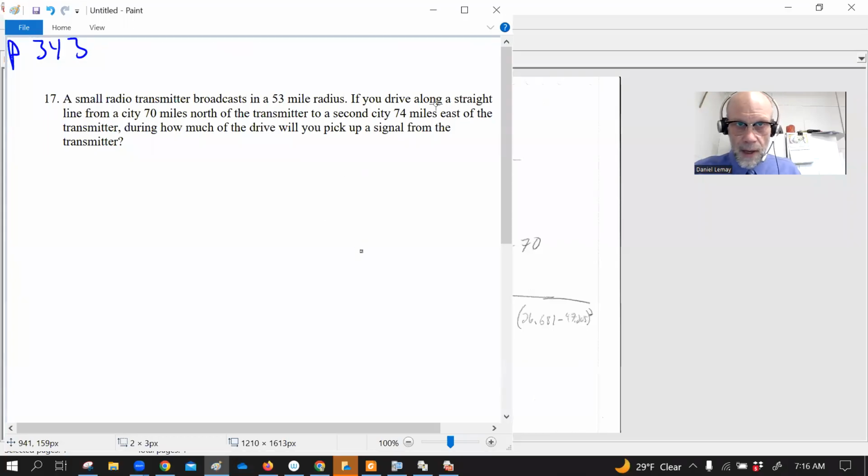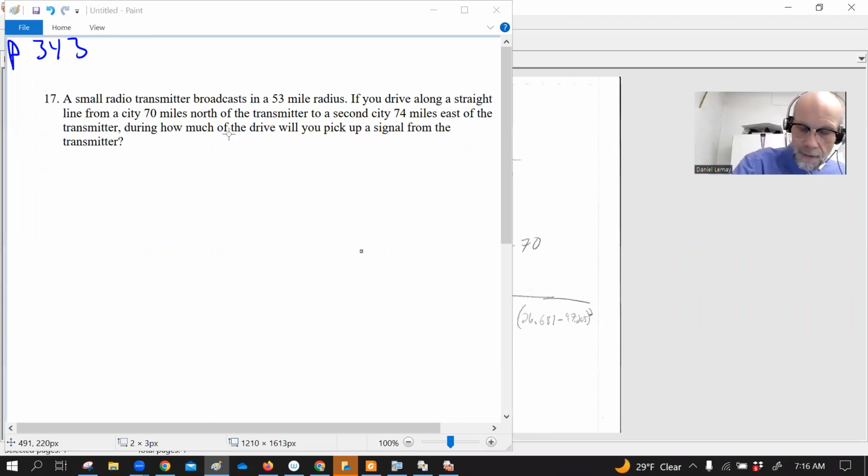Okay, so this is question number 17 off of page 343 on the newest edition, and this is that radio transmitter problem. I got to look at my last video, and I made it back 10 years ago, so it's probably time to update it. Maybe this will help you. So there's the problem, and I don't have to read it to you.